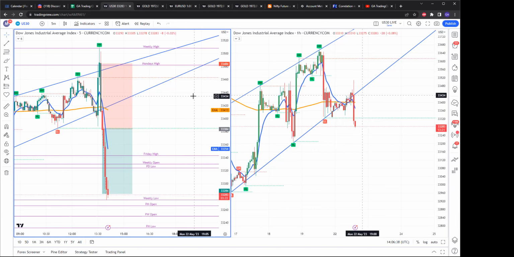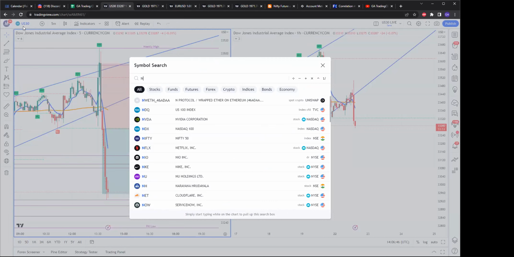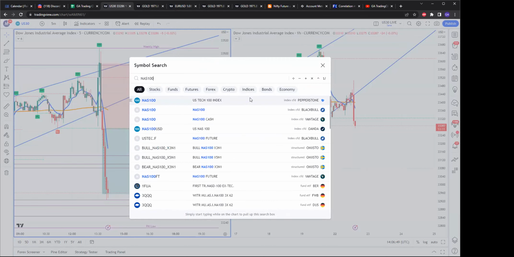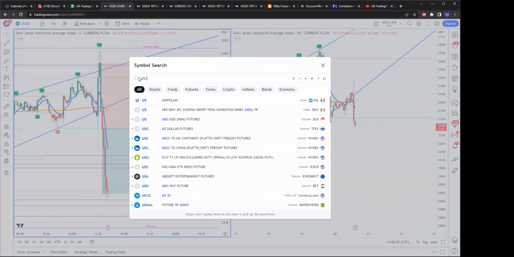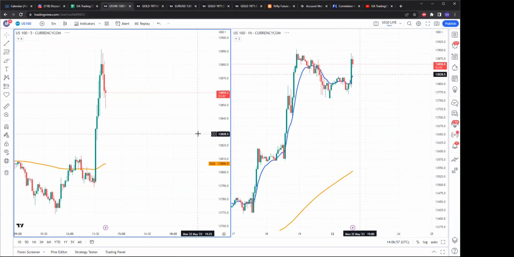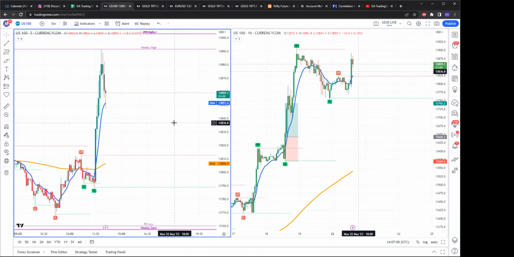Could you put it on NAS 100? I just want to see if this markup's where it's rejecting from right now. Yeah, and also I have to drop off real quick for a few minutes, but I'll leave this chart right here. Give me 1 second. Yeah, and there's the markup right there.